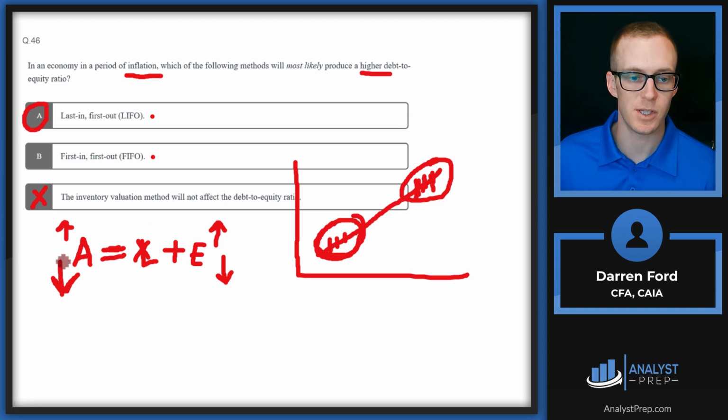And again, it's because we're selling this inventory, so we're going to be holding these lower valued inventories on the balance sheet, lower valued on the asset side. Our liabilities aren't changing related to this, so that means our equity has to be lower to balance this out, and that's going to make our debt to equity go higher.